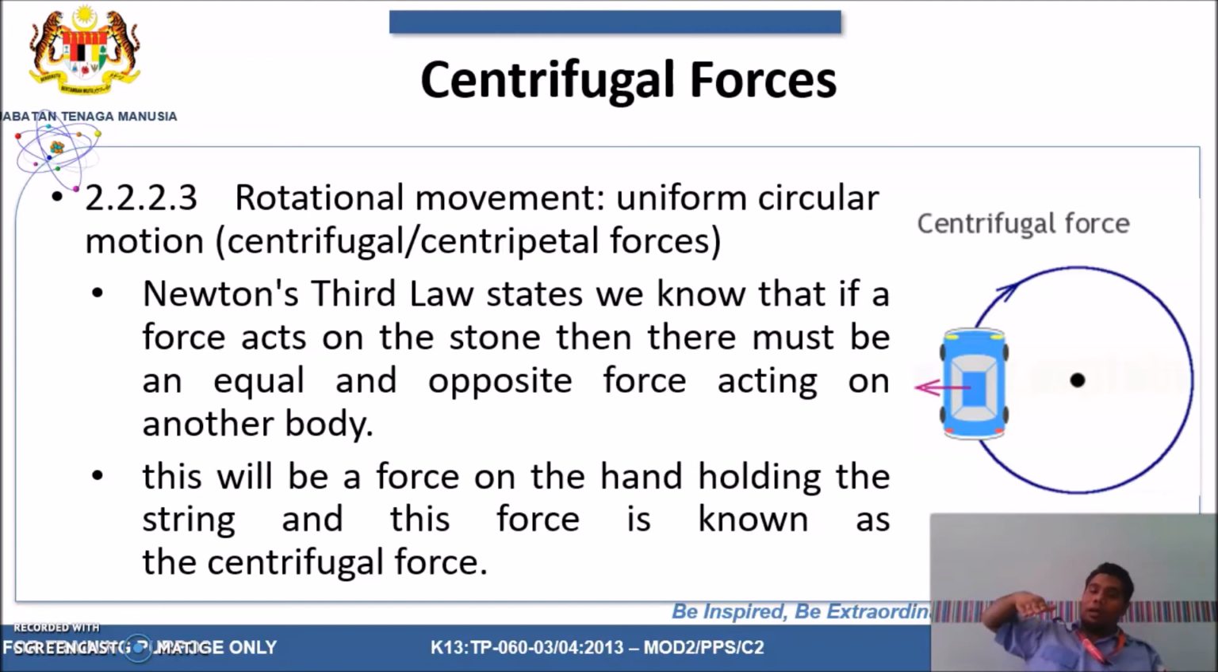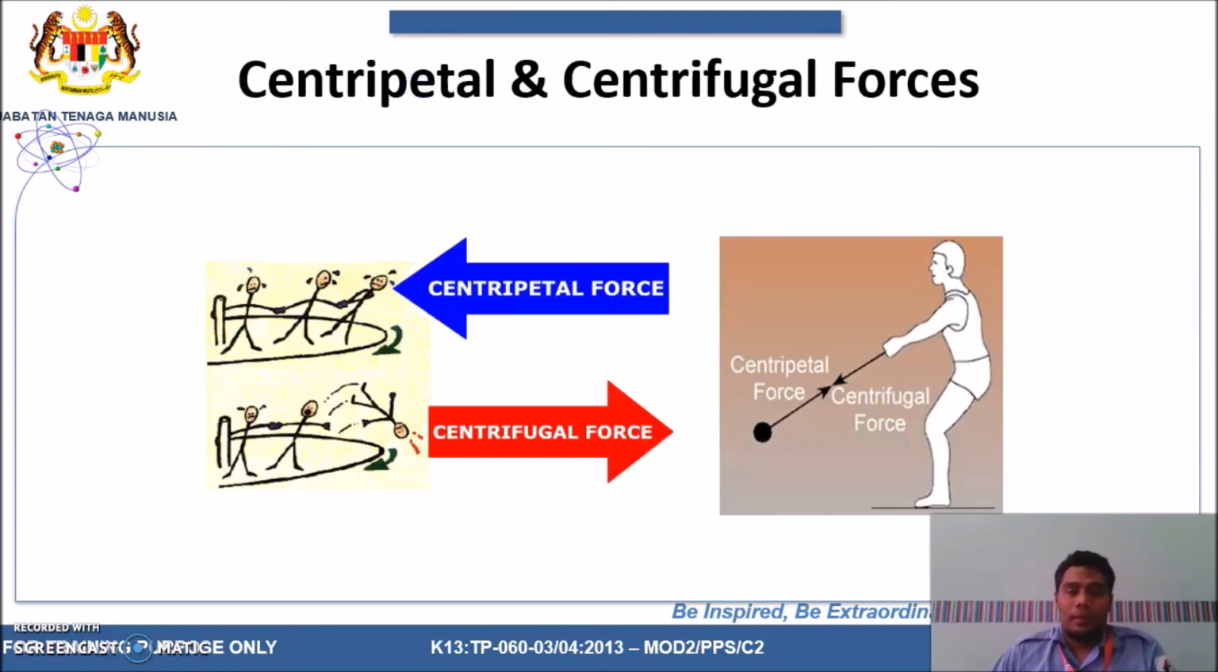Bila kereta awak berpusing pada selekoh yang tajam, awak rasa nak tercampak keluar. Itu disebabkan oleh centrifugal force. Yang tarik awak ke dalam kereta itu ialah centripetal. Contohnya, ayah awak tengah drive, awak rasa nak terpelanting, ayah awak tarik awak. Yang tarikan ke dalam tu dipanggil centripetal force. Keluar tu ialah centrifugal force. This will be the force on the hand holding the string and this is known as centrifugal force.